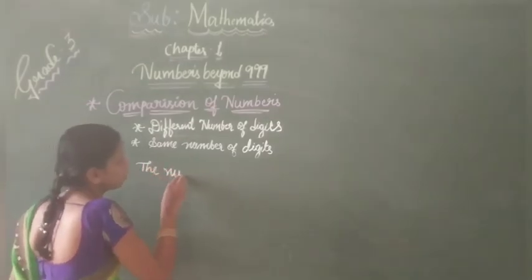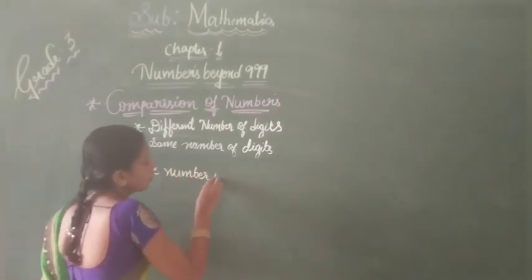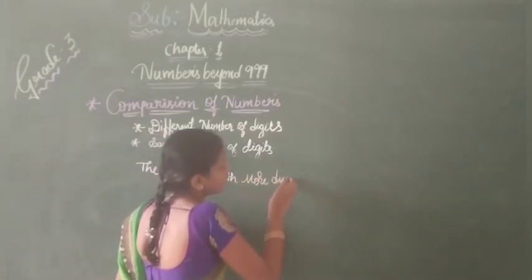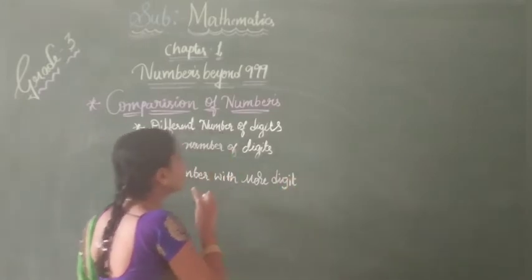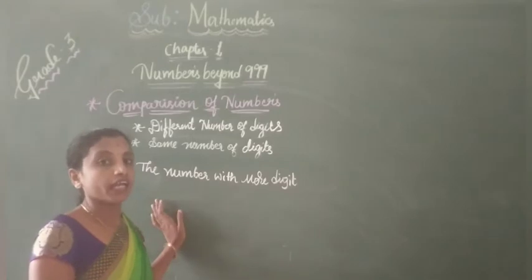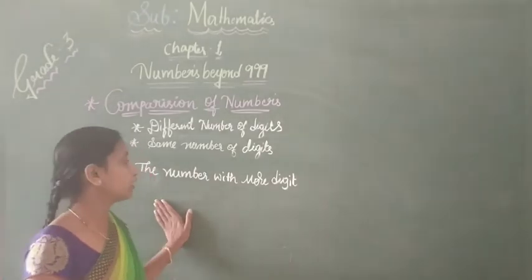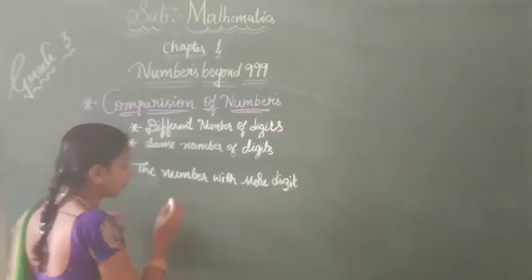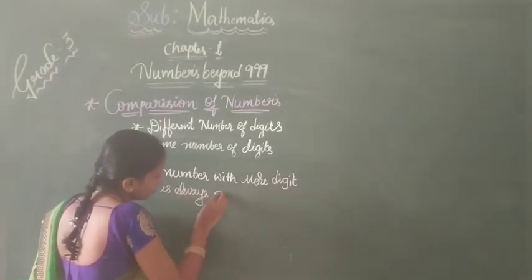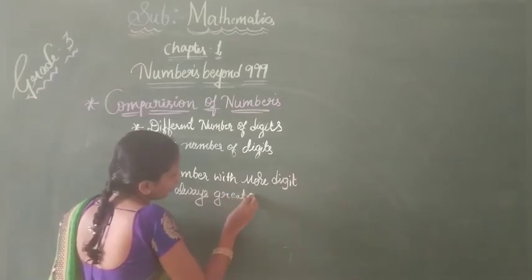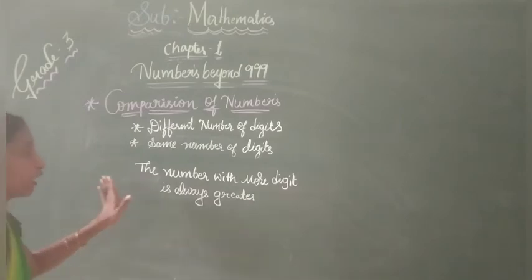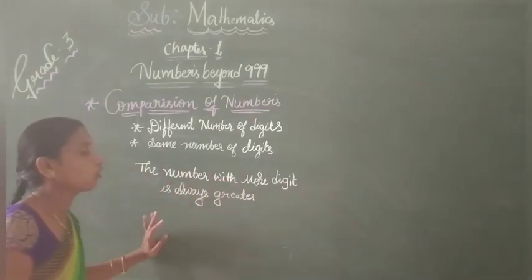The number with more digits we call the greater number. When comparing different numbers of digits, the number with more digits is always greater.